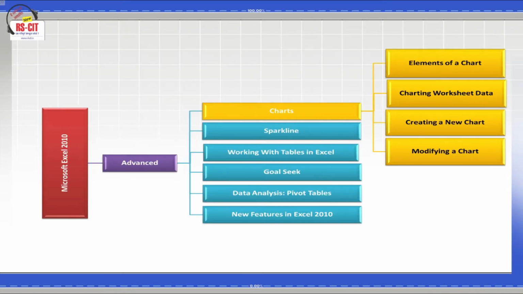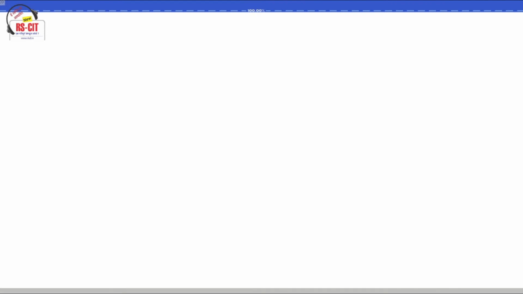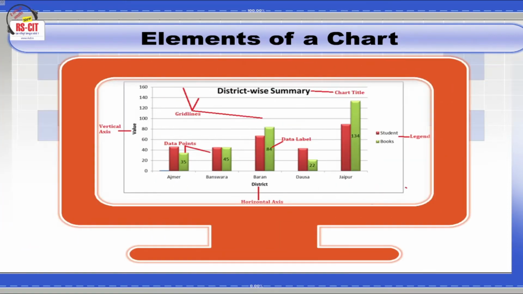Elements of a chart. A chart has many elements. You can change the display of the chart elements by moving them to other locations in the chart, resizing them, or by changing the format. Some chart elements may also be removed if you do not want them to display. Let's learn about various elements of a chart.